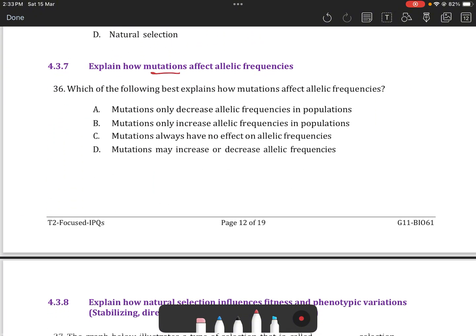Explain how mutation affects. What is a mutation? A random change in DNA. And of course, whenever there is a random change in DNA, it is either increasing or decreasing the allele frequency. So which of the following best explains how mutations affect? Mutations only? No. Mutation always? No. Mutation may increase or decrease? Yes.